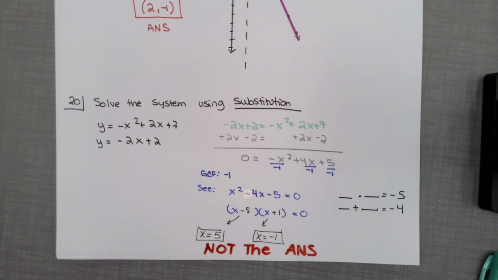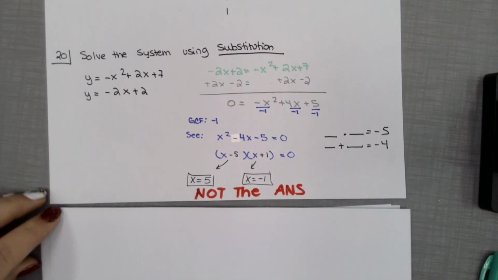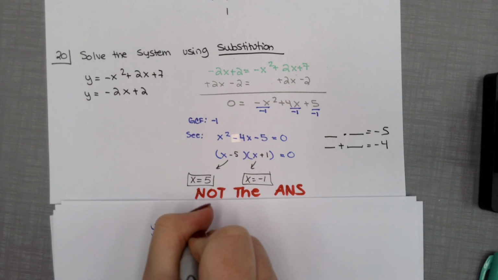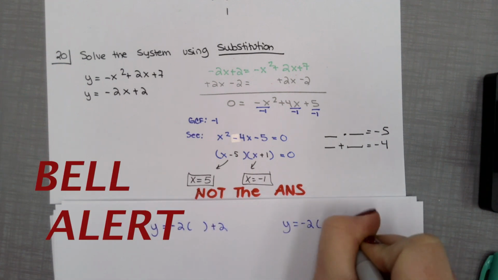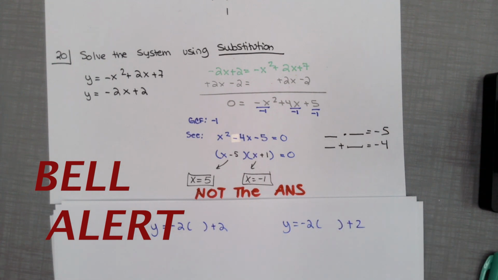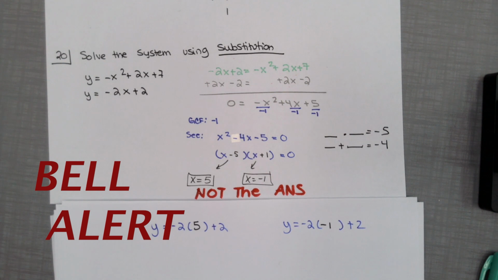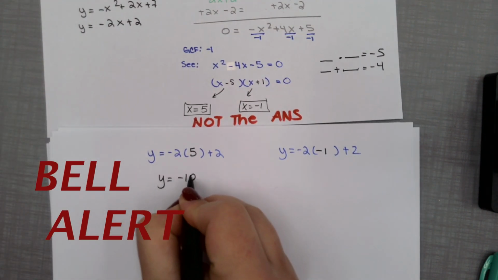Don't pack up yet. We got 30 seconds and we're done with this question. Take the smaller equation, the linear equation. Write it out twice. Plug in your original x values, negative 1 and 5 that you just solved for. Solve them. We get negative 10 plus 2.